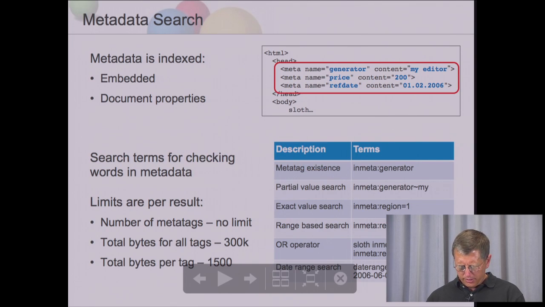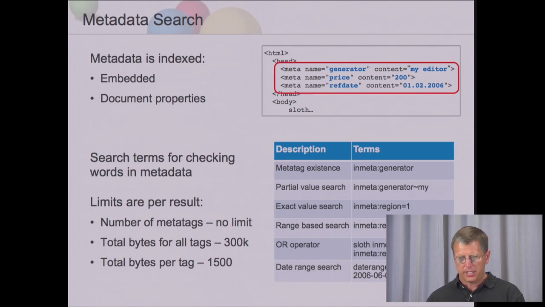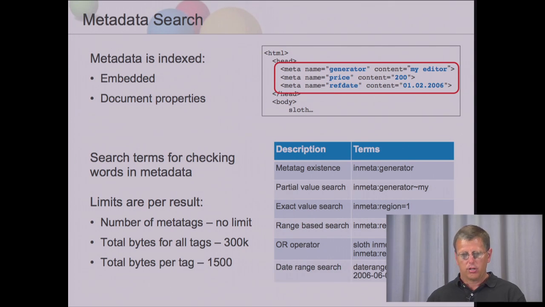We can also perform logical operations such as OR and AND, so we can combine the inmeta search to include more than one inmeta field search. So this would be look for the term sloth and the price is equal to 500 or the region is 1. Okay? But the logical operations OR and AND have to be capitalized. The date range operator here will allow you to search for a start date and an end date on the documents, and only the documents in that range will be returned.